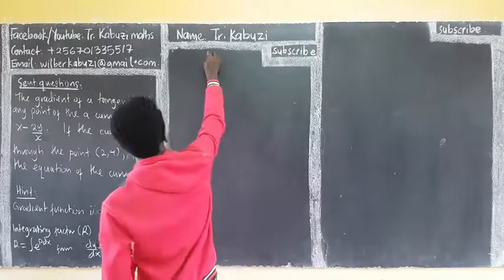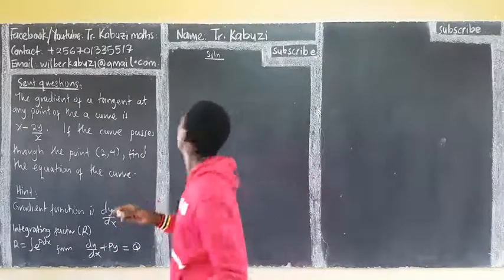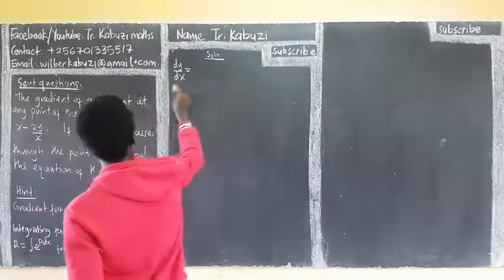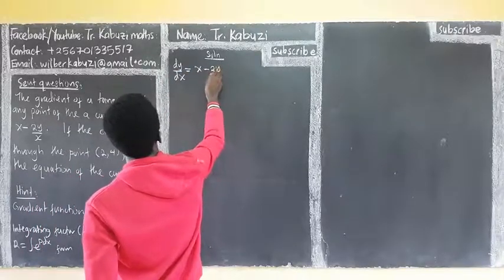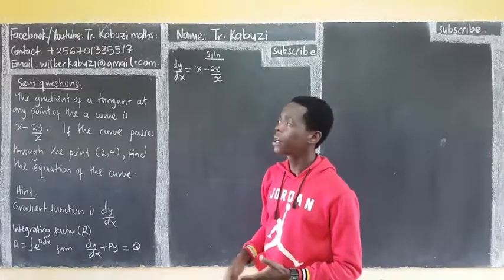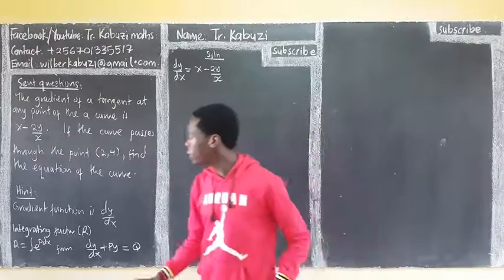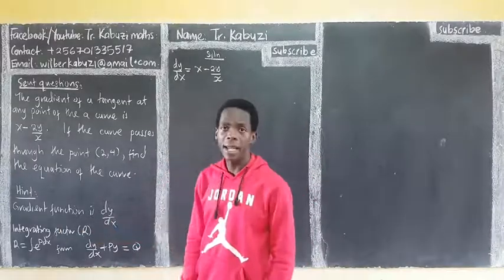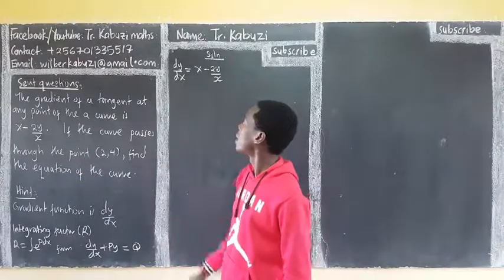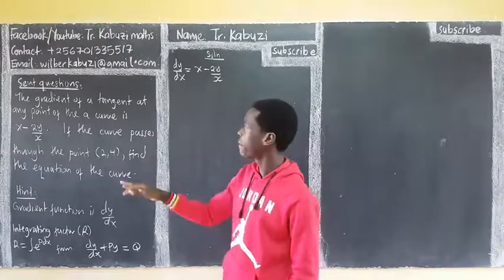So our solution here is going to be very easy. Because this is the gradient of the function, it means that dy/dx is equal to (x minus 2y) over x. Because this is the gradient of the curve, our gradient function is given by this, with the variables x and y. Now, the hint we are using here: the gradient function is given by this. Because this is the gradient of the function, our task is to integrate this. Remember, we differentiate the curve to get the gradient of the curve. So the gradient function is this.